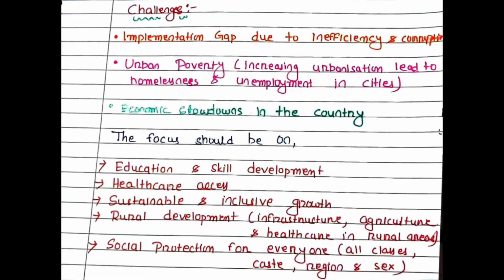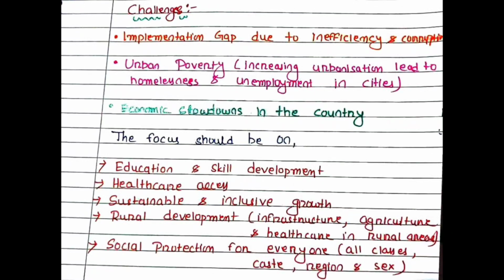Then the challenges our country is facing to reduce poverty. The first is the implementation gap due to inefficiency and corruption. There are various programs to reduce poverty, but there is an implementation gap due to the inefficiency of the people who are in charge of implementing the schemes. And also corruption is the biggest problem of our country.